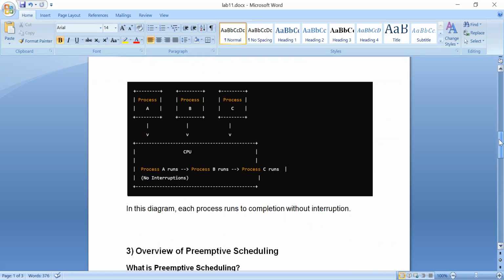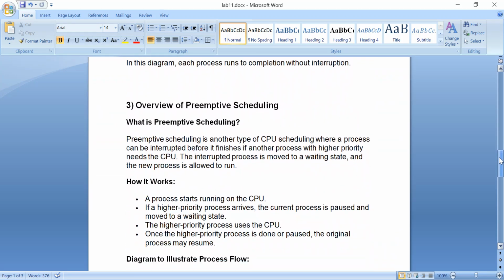Okay, then there comes preemptive scheduling. So what is preemptive scheduling? Preemptive scheduling is another type of CPU scheduling where a process can be interrupted before it finishes. If another process with a high priority needs the CPU, the interrupted process is moved to a waiting state and the new process is allowed to run.